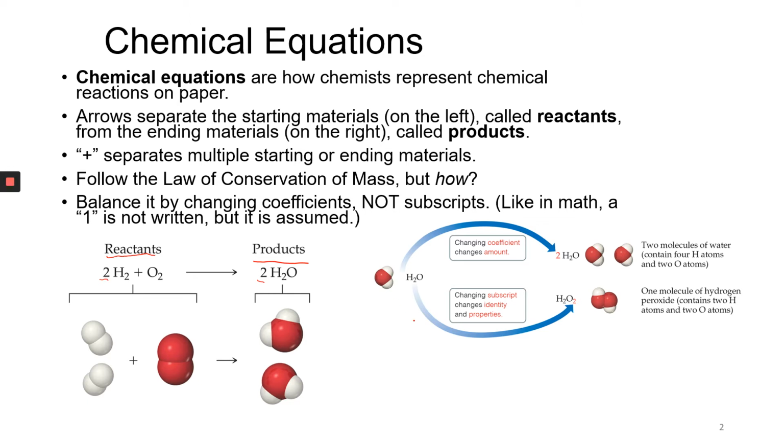Over here is an illustration of why. Here we needed to balance our waters. If we added a coefficient, we have 2 water molecules. But if you just add a subscript, you have 1 molecule of hydrogen peroxide, which is a totally different compound.